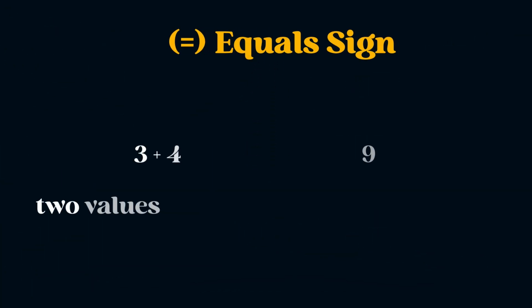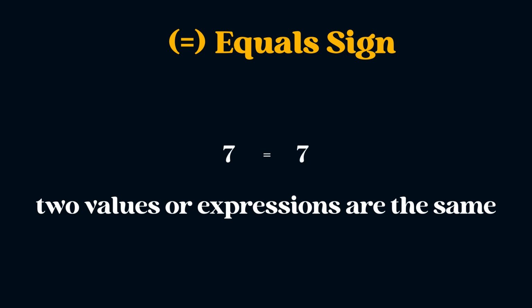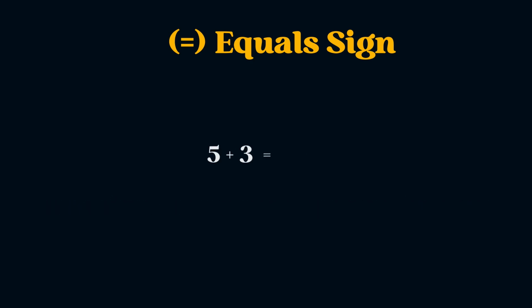5. Equal sign. The equal sign shows that two values or expressions are the same. For instance, 5 plus 3 is equal to 8, meaning both sides of the equation have the same value.